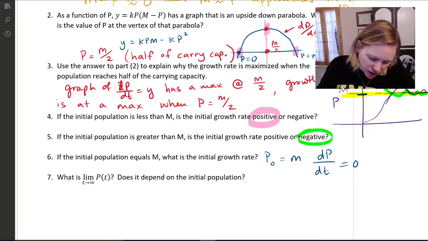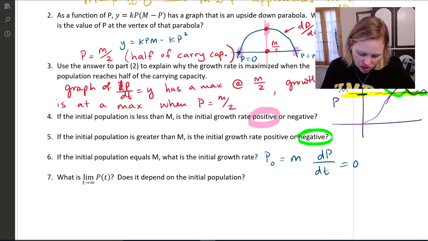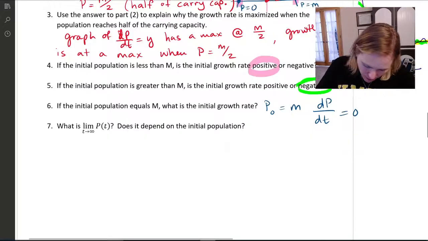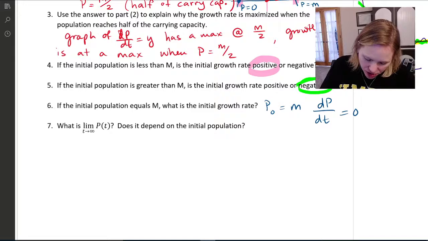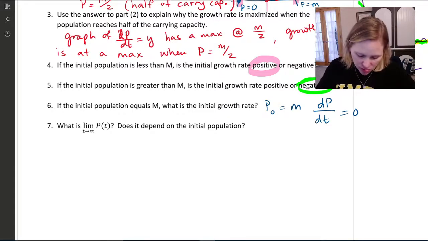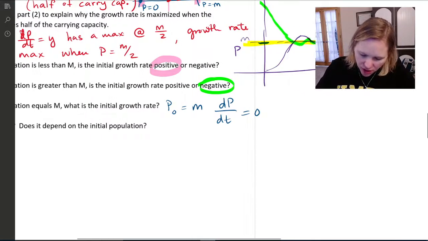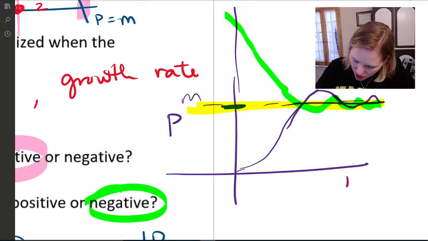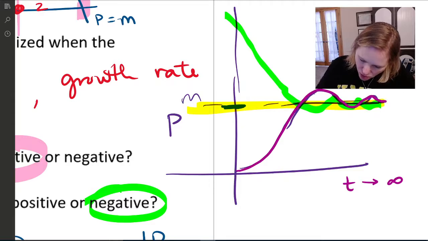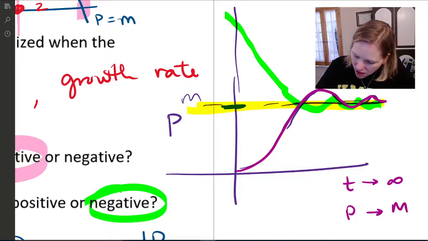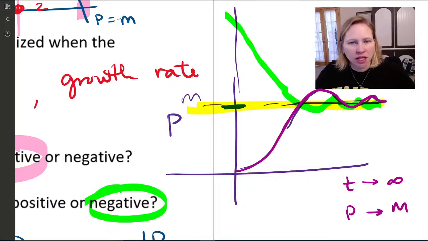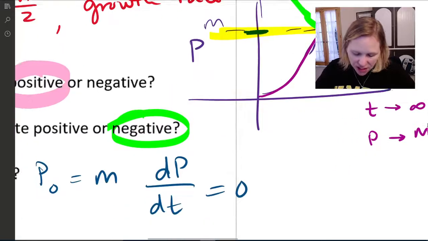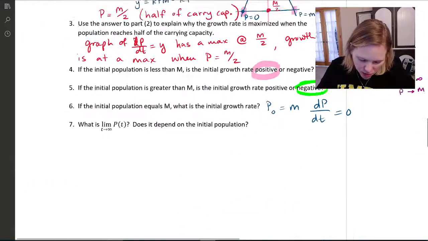So then number 7 puts all of this that we're talking about into limit notation. It says, what is the limit of p of t as t approaches infinity? We kind of discussed it back in that first exploration. It's all based on this graph right here. So remember, this is time. As time is approaching infinity, this is p of t. Well, as time approaches infinity, p is approaching that value m. So the limit, as t is approaching infinity, of that population will always be the carrying capacity.